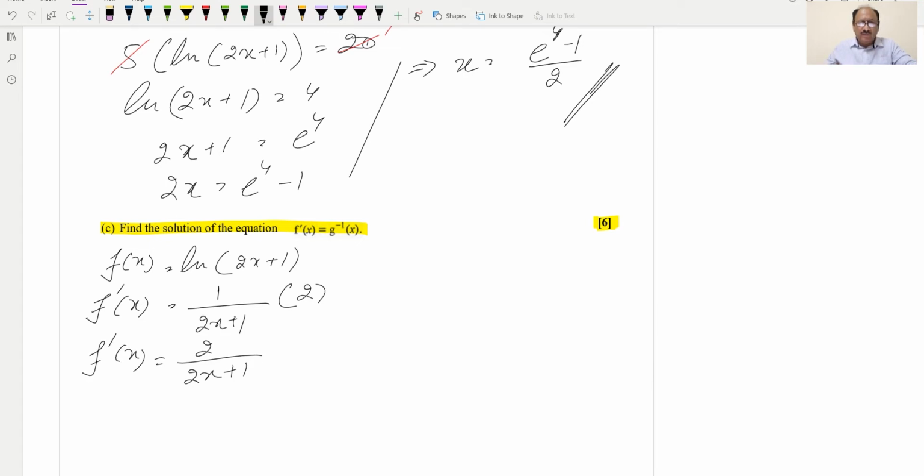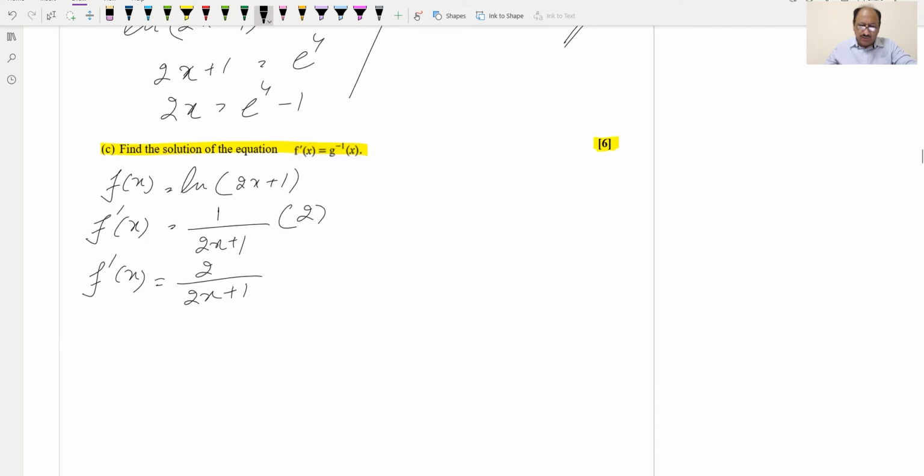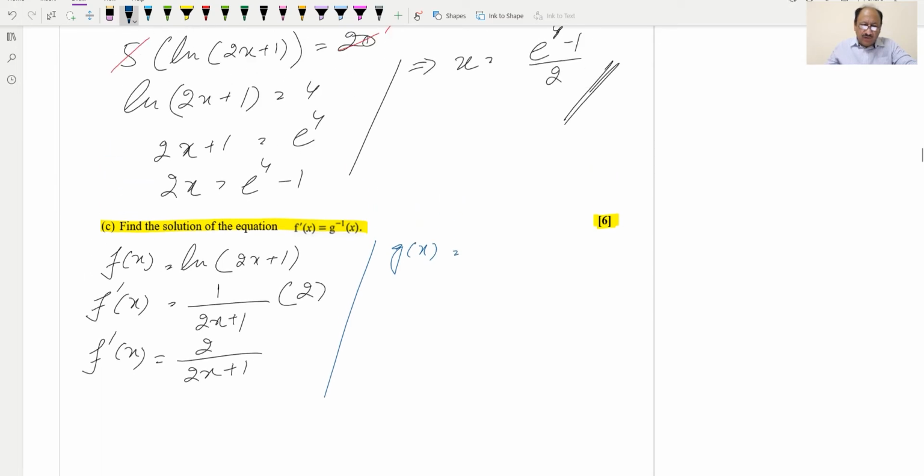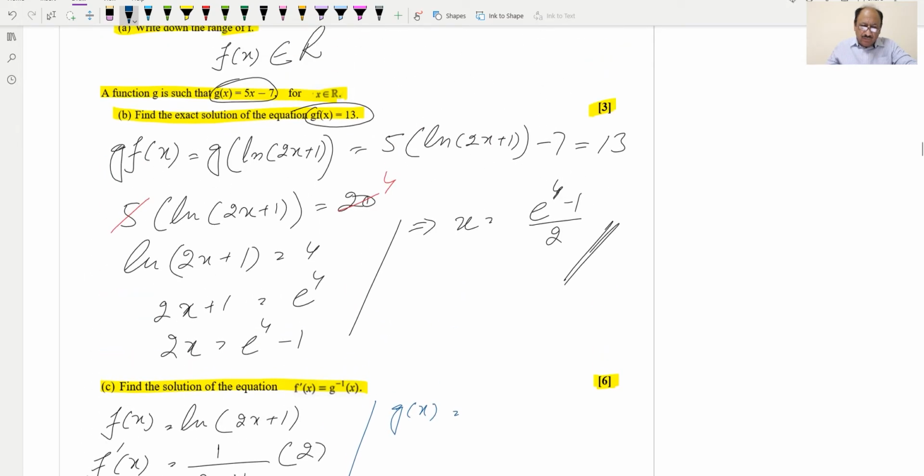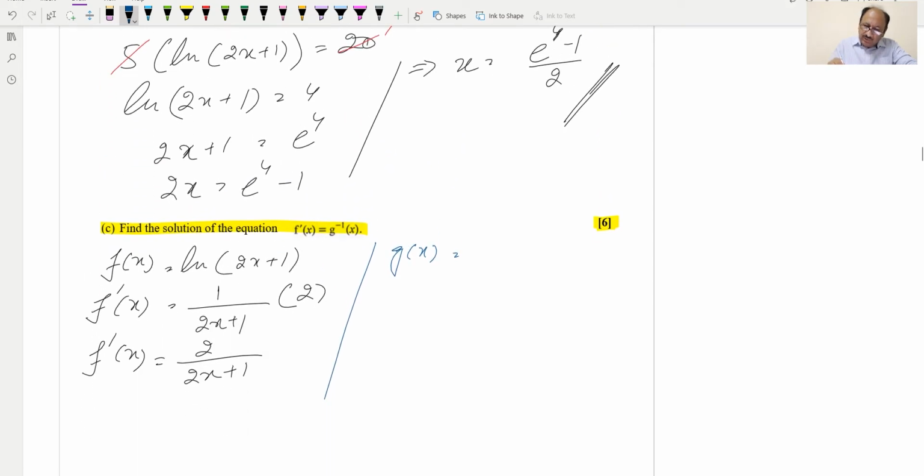Now we can find g inverse also, and for g inverse I can use this space. So g of x is given as 5x minus 7, so we can write 5x minus 7.